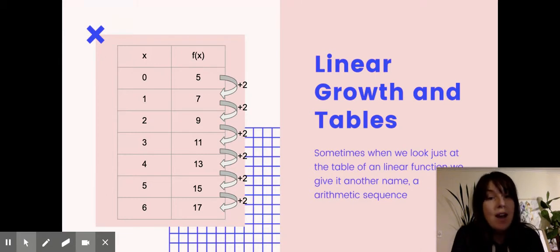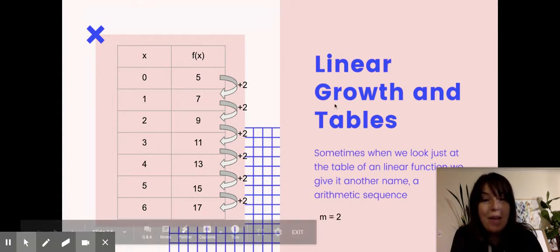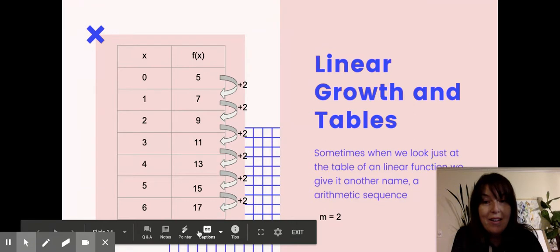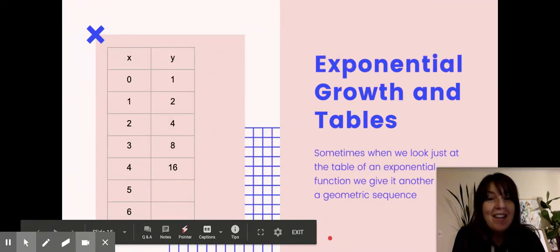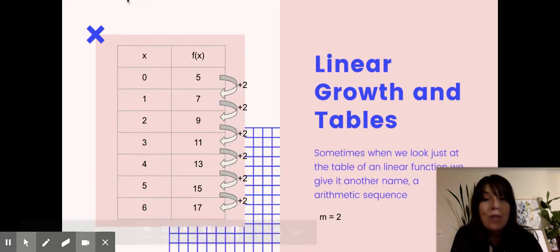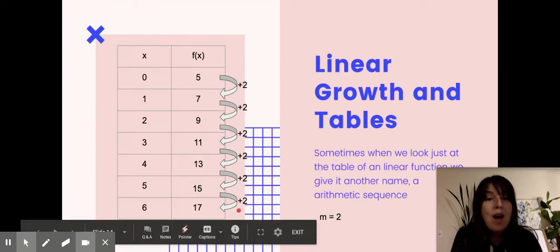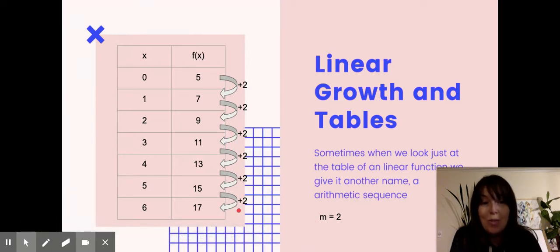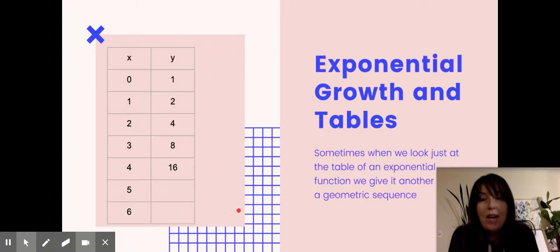Okay, now when we look at exponential, oh, and I forgot to mention, see that this right here, that's m is 2. That means that the slope is 2, that we keep going up, up, up, up, up. We're going up by adding 2. M is 2.